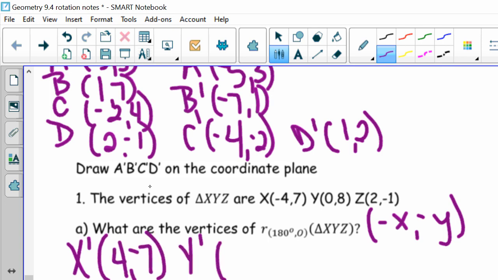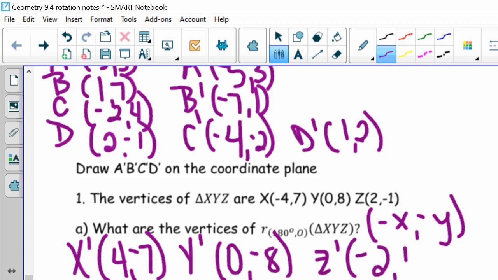Y prime is going to be at (0, -8). And Z prime is going to be at (-2, 1).